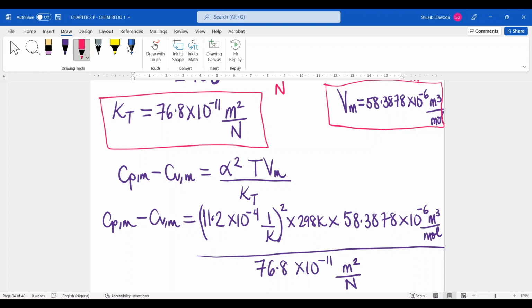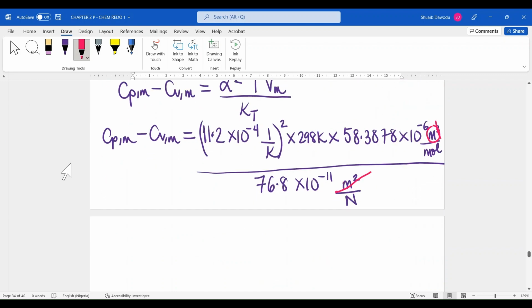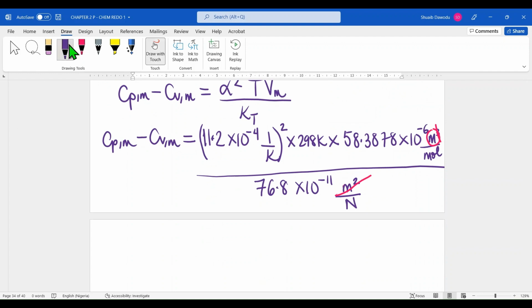So we do what we do best. We cancel things out that we can. Cancel out the meter squared. We cancel out the meter cube. We just have meter left. Yeah, that's what we can do so far. So now we use our calculator to further simplify our work. So CP,m minus CV,m. So we have 11.2 times 10 to the power of negative 4, 1 over Kelvin, all squared would give you 1.2544 times 10 raised to the power of negative 6, 1 over Kelvin squared.